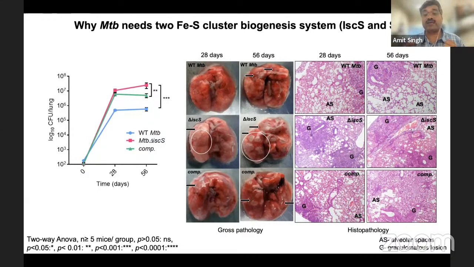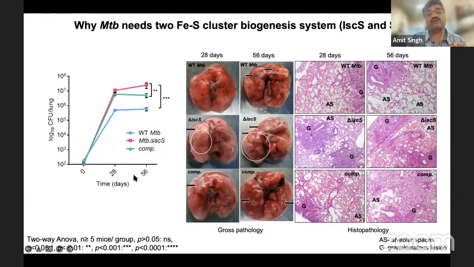We are trying to understand why MTB requires two iron sulfur cluster biogenesis systems. Although the ICS system is restricted to only one enzyme, as I have shown in my postdoc and followed by Stewart Cole's lab, they have shown that ICS cysteine desulfurase, one protein, is sufficient to make iron sulfur clusters in MTB. They also used aconitase as a model enzyme to show it. So we asked the question, why do we need two systems?